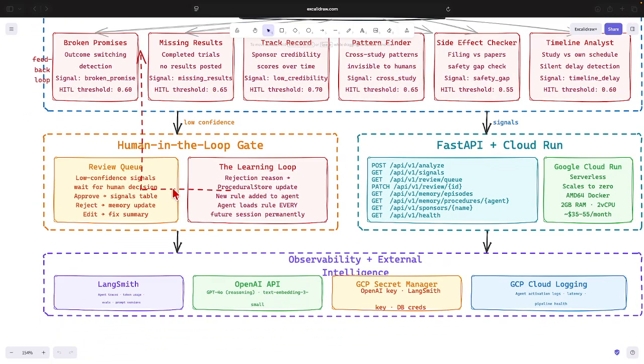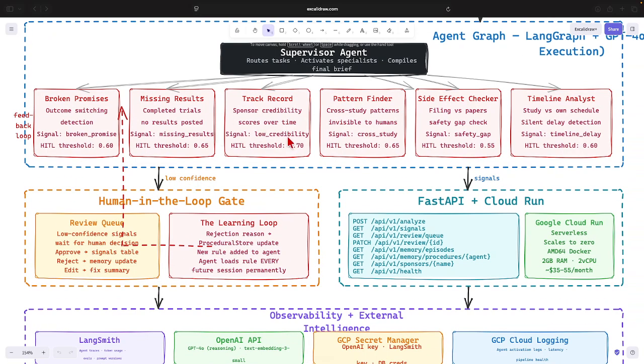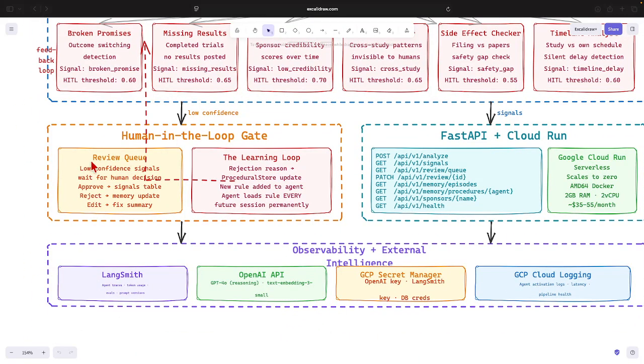Then we come down here, we look at the human in the loop. The honest opinion about AI agents is that your agents are never 100% right all the time. When an agent generates a signal or an output but is not confident enough, instead of giving the output directly, our intelligence engine puts it in a review queue. The output is being put in the review queue, and a human analyst is going to look at it.